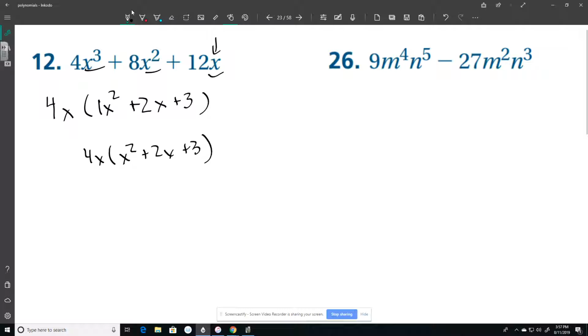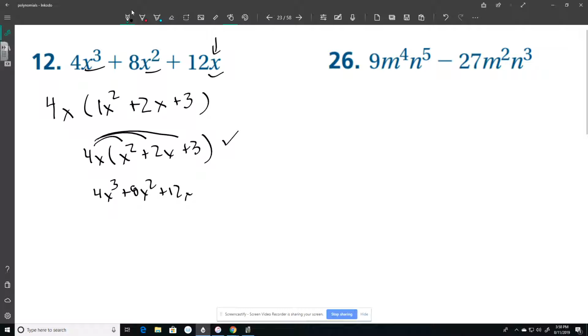If you're not sure if you did it correct, distribute and see if you get back to your answer. Take that 4x and multiply it by everything. 4x times x squared is 4x cubed. 4x times 2x is 8x squared. 4x times 3 is 12x. And that took me right back to where I started. So that is the correct answer.